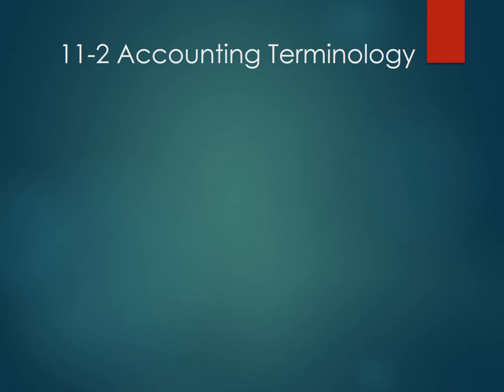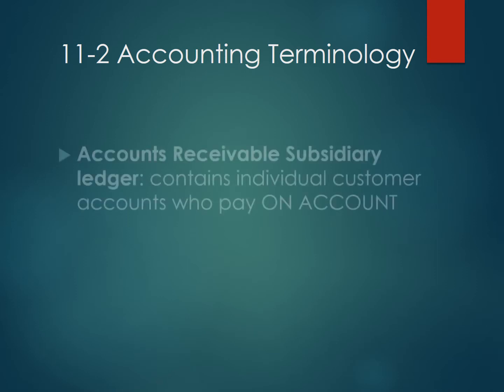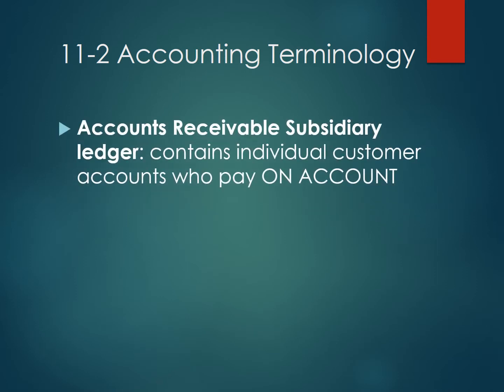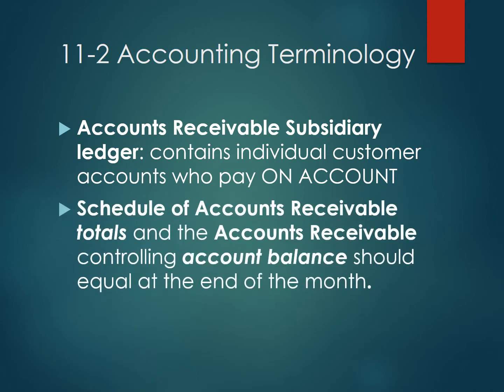Welcome back to 11-2 Accounting Terminology. The Accounts Receivable Subsidiary Ledger contains individual customer accounts who pay on account. The schedule of accounts receivable totals and the accounts receivable controlling account balance should equal at the end of the month.